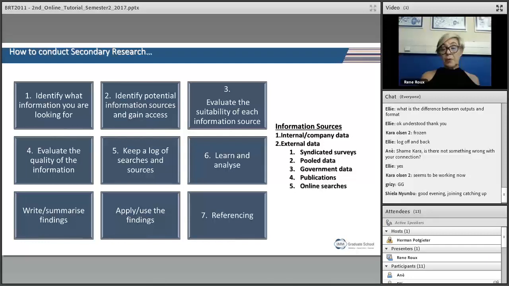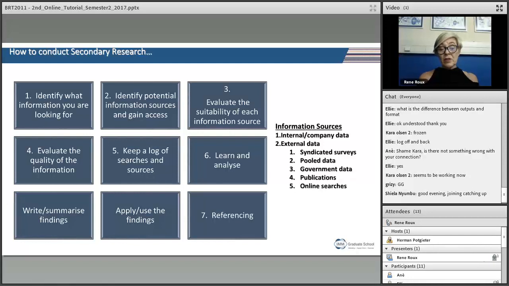You can also look at pool data. For instance, one of the sources in South Africa is bank data. Once a month, all the banks have to submit their product sales data to the Reserve Bank. The Reserve Bank then combines it and compiles one big report. So it's pool data. There's government data like census statistics, other surveys that are usually conducted by the government. Then you get publications, and then you get your online sources.